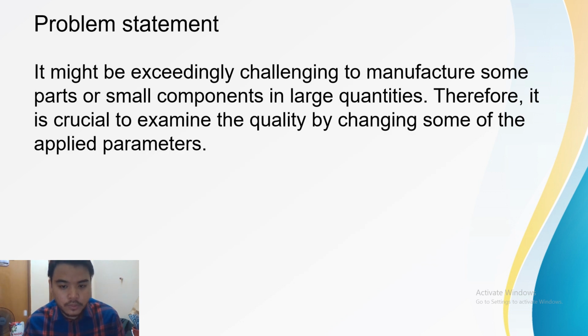Next, we'll be moving forward towards the problem statement. The product quality must be given top consideration. The strength of the material is a crucial first consideration in this project. The material's peak strength will reveal how effective it is. It is possible to create material with the maximum density and greater strength by using processes like debinding and sintering. It might be exceedingly challenging to manufacture some parts or small components in large quantity. Therefore, it is crucial to examine the quality by changing some of the applied parameters.